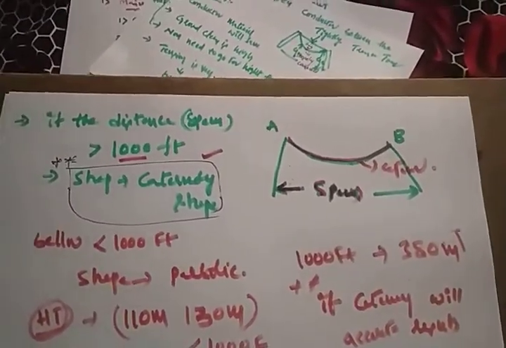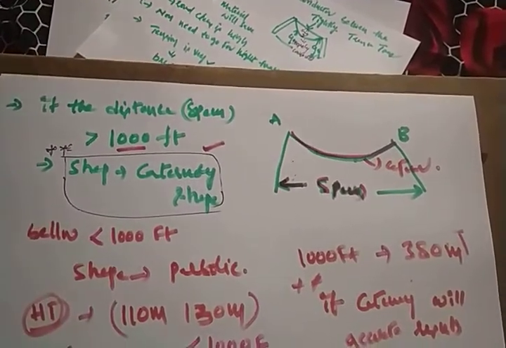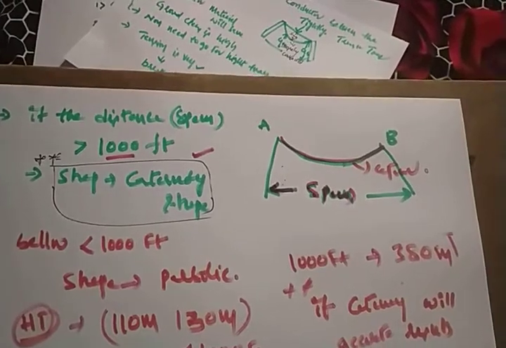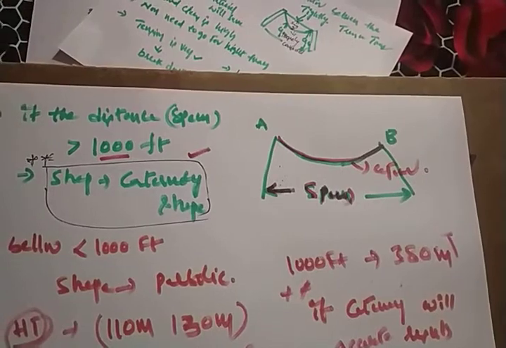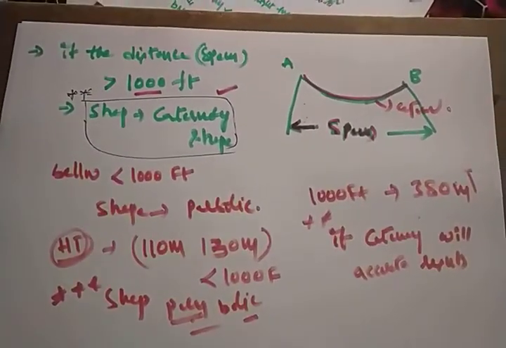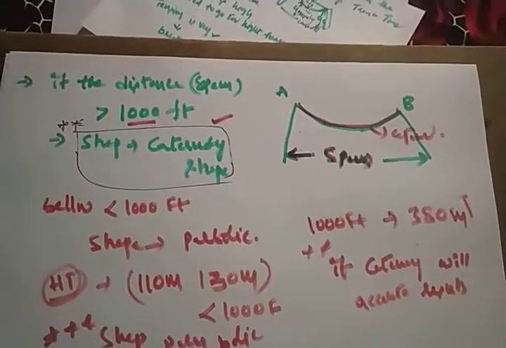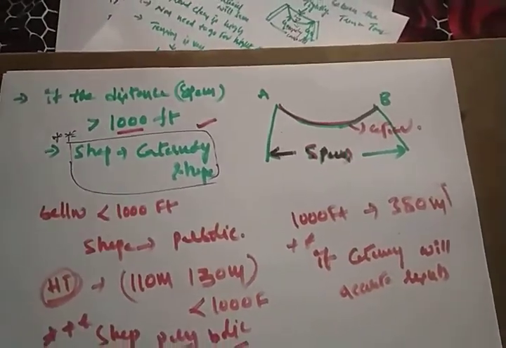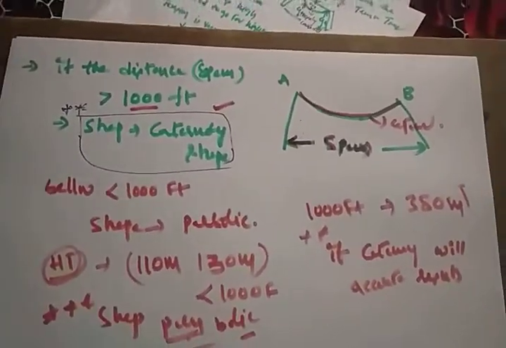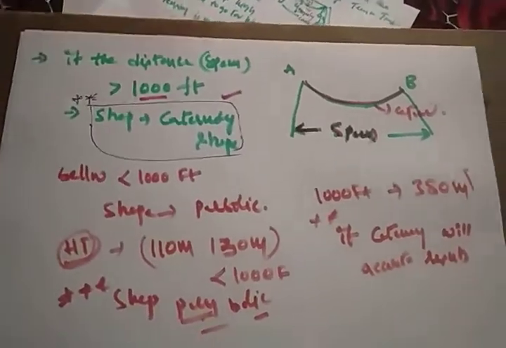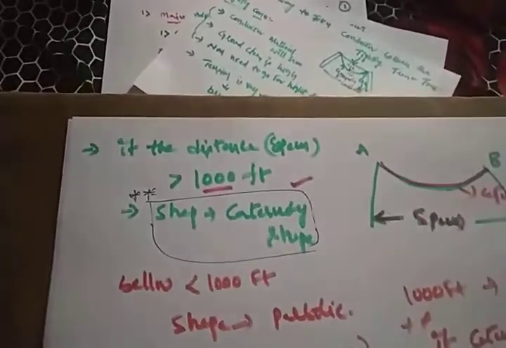If the span is greater than 1000 feet, then we can call the shape a catenary shape. If the span is less than 1000 feet, then the shape is called a parabolic shape. Nowadays all transmission line shapes are parabolic, not catenary. But if the shape is catenary, we'll get the accurate value of sag and the accurate value of tension. Right? So from that, we have to know a few references.